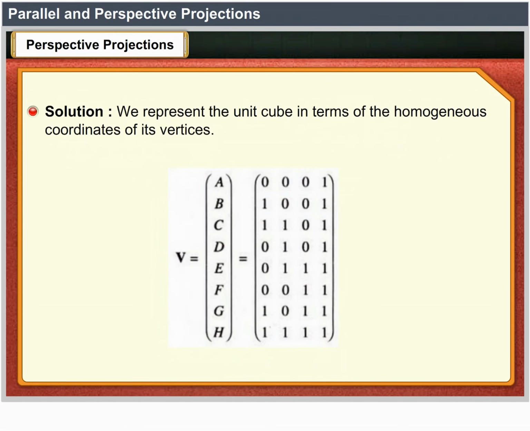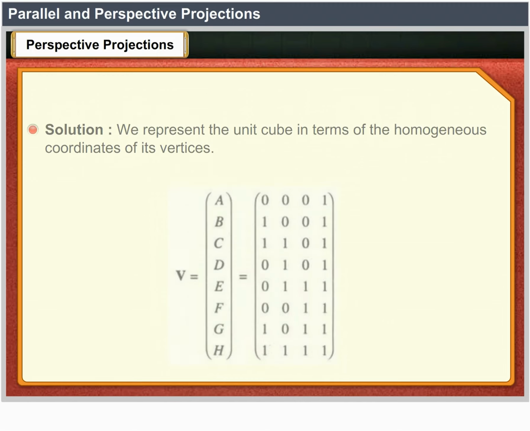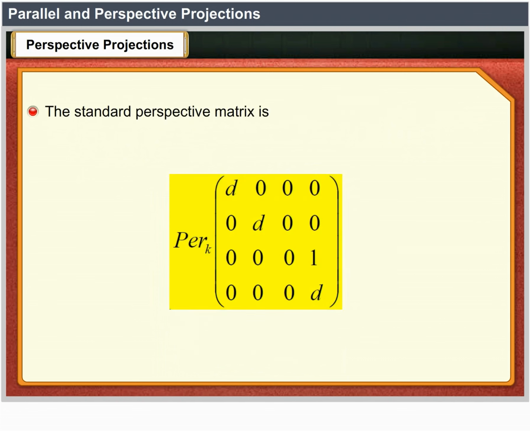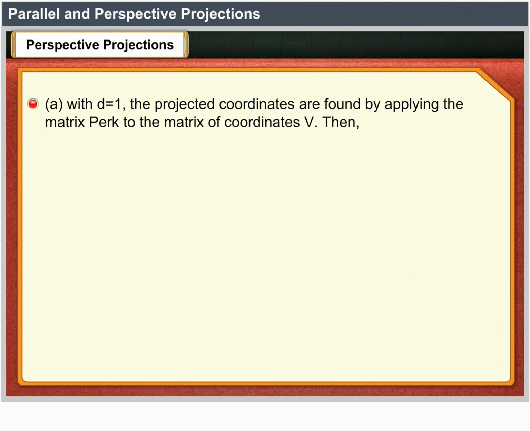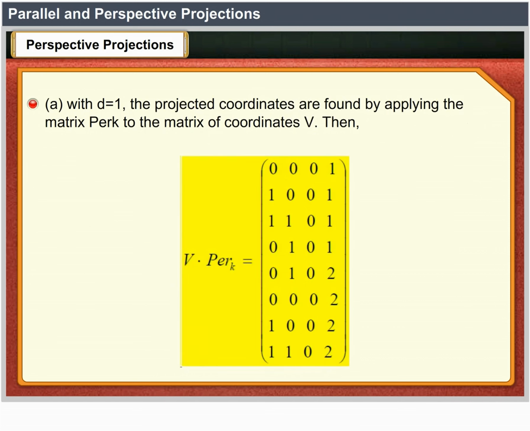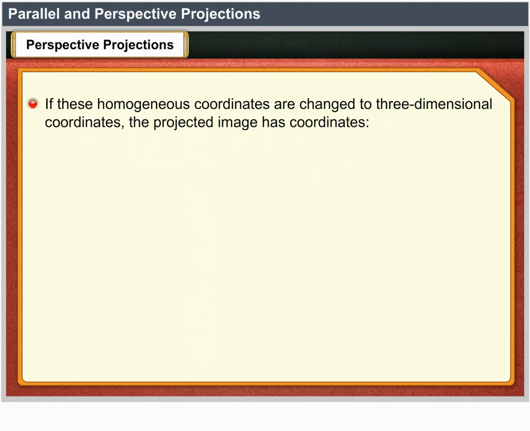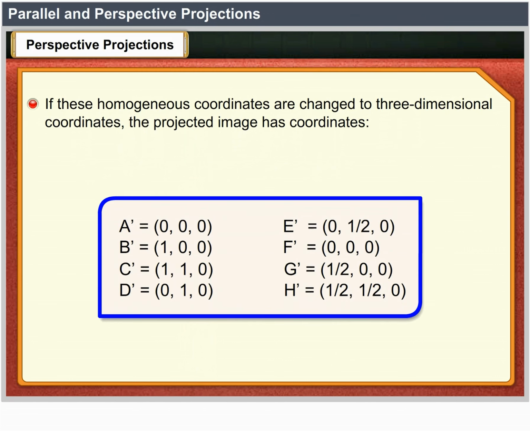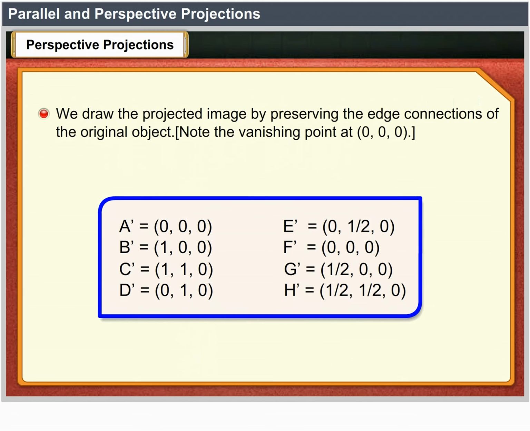Solution: we represent the unit cube in terms of the homogeneous coordinates of its vertices, as shown below. The standard perspective matrix is shown here. With D equals 1, the projected coordinates are found by applying the matrix Per K to the matrix of coordinates V, as given here. If these homogeneous coordinates are changed to three-dimensional coordinates, the projected image has coordinates as shown below. We draw the projected image by preserving the edge connections of the original object. Note the vanishing point at 0, 0, 0.